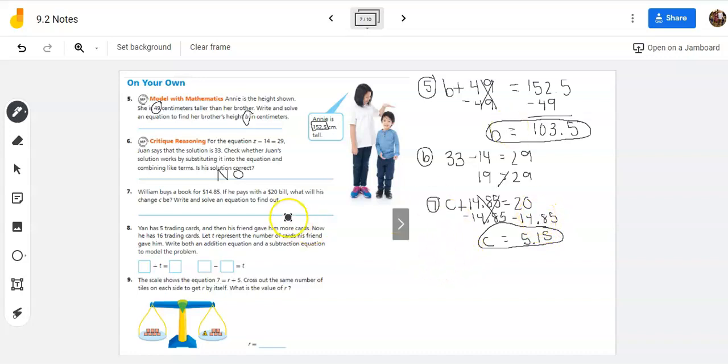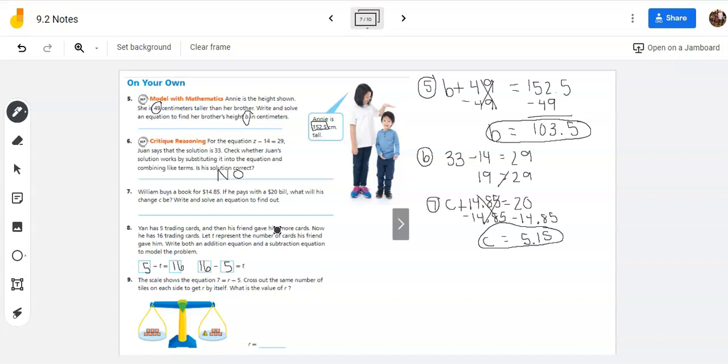Number 8. Yane has 5 trading cards, and then his friend gave him more cards. Now he has 16. So he's going to have 16 total here, and his friend gave him 5. T represents the number of cards his friend gave him. So he started with 5, and now he has 16 total. The T represents how many his friend gave him. If I'd rather do a subtraction problem, I can do 16 minus 5 equals 11. So his friend gave him 11, but they're not asking us to solve for that.